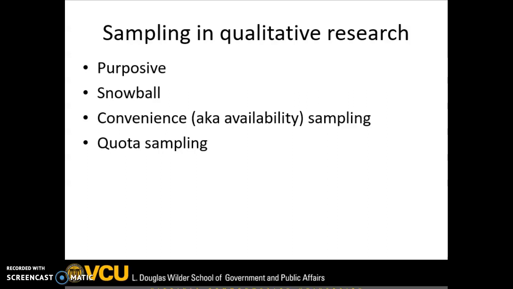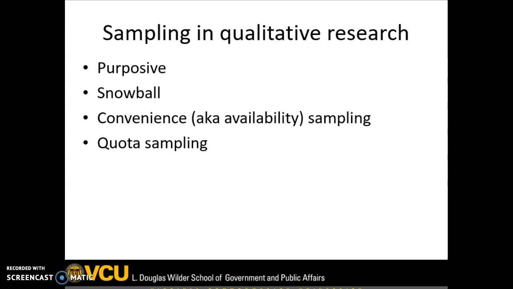Snowball sampling is when you recruit future study participants through current study participants. As a researcher, you could use more than one of these sampling techniques. For example, in the study that I just mentioned, the one that examined how uninsured and undocumented immigrants access healthcare, we used both purposive and snowball sampling to recruit study participants.